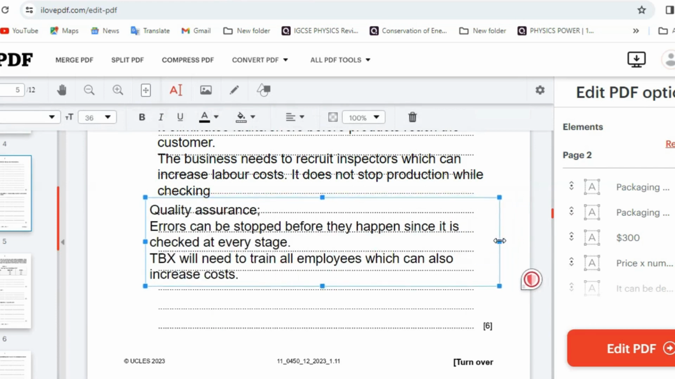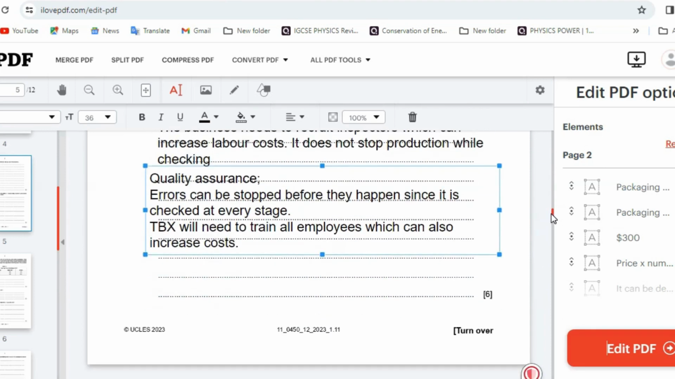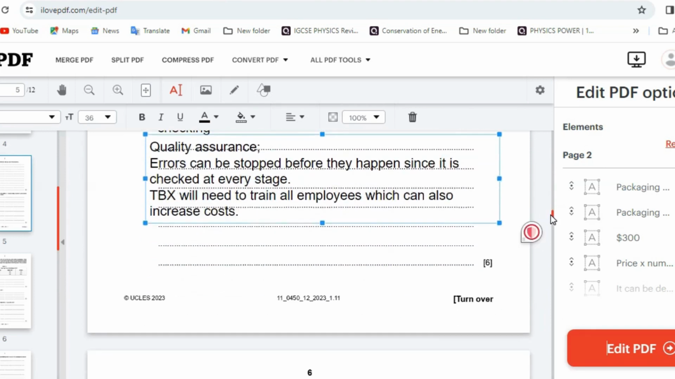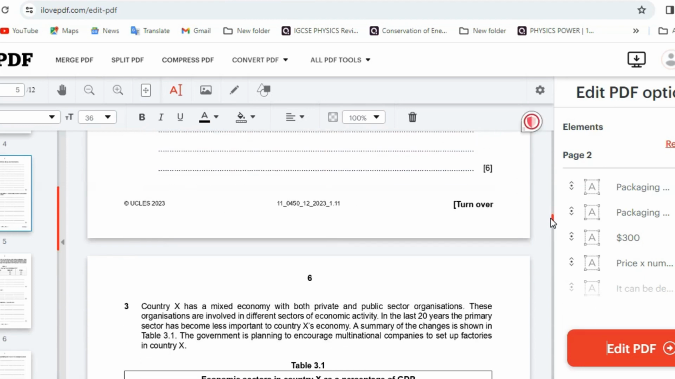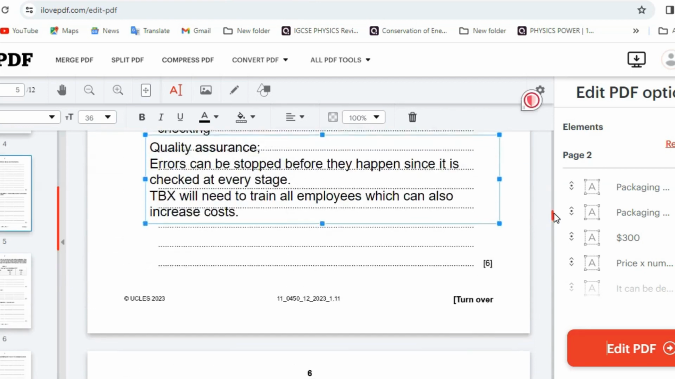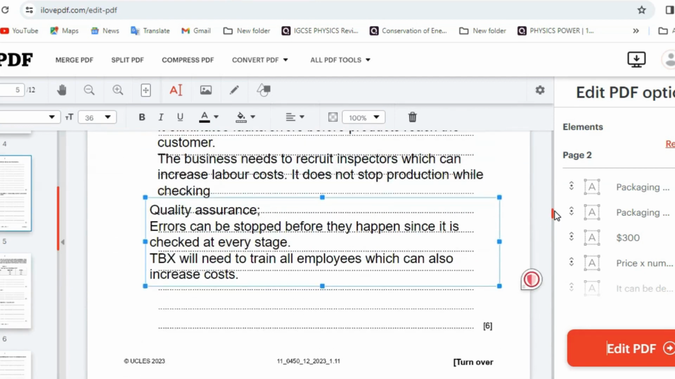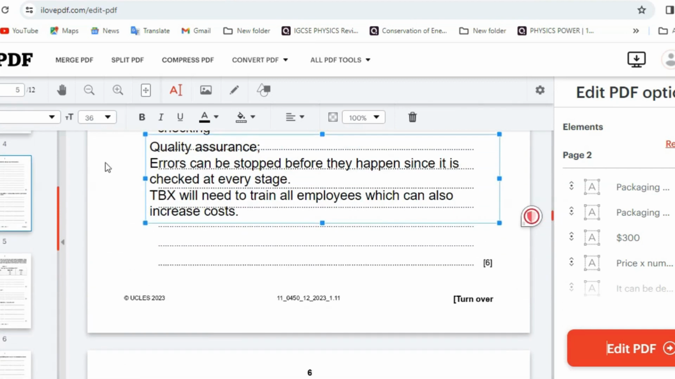Now let us see the one we should use here. Do you think quality control is the best or you think quality assurance is the best? Of course, which one? Let's choose the quality control or we should choose the quality assurance. Let's try and write our point on it.